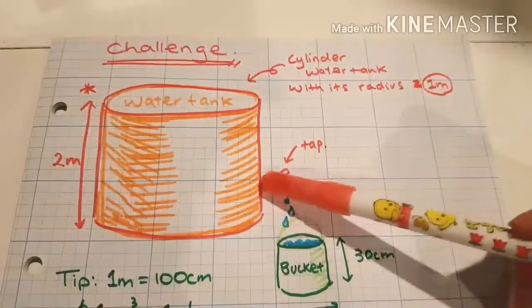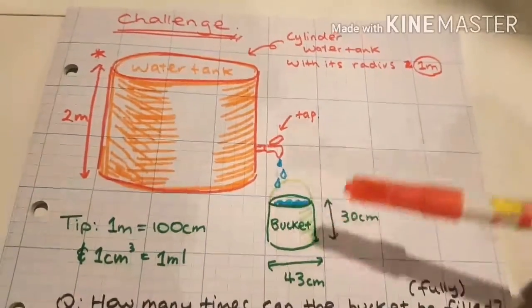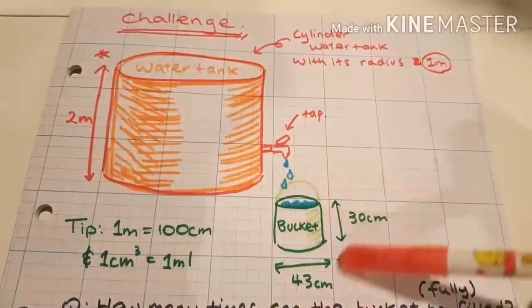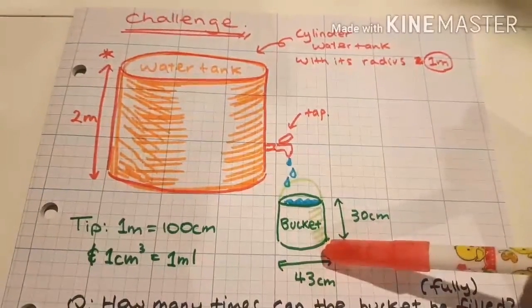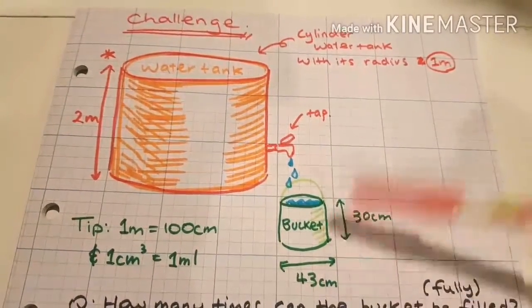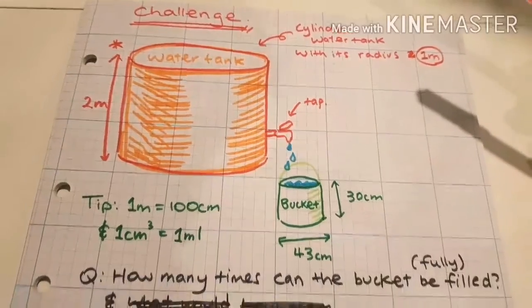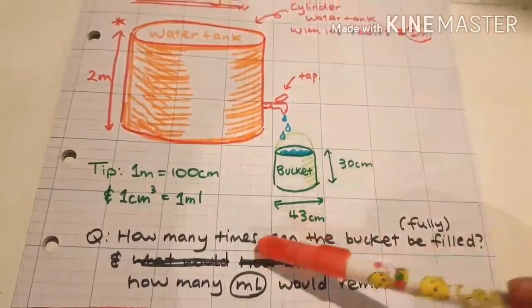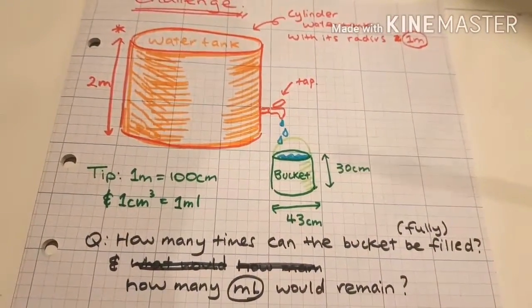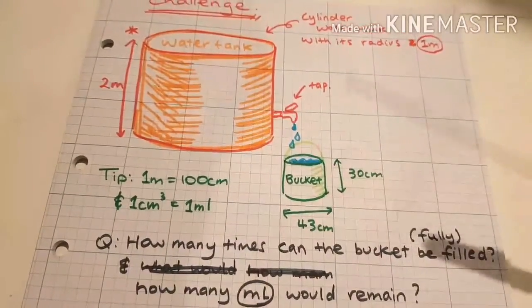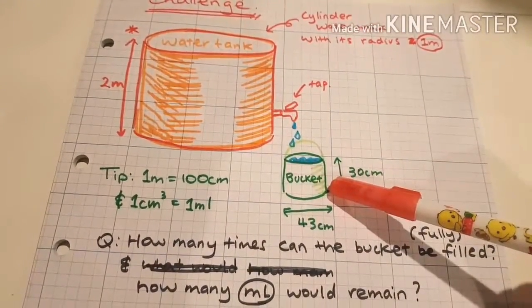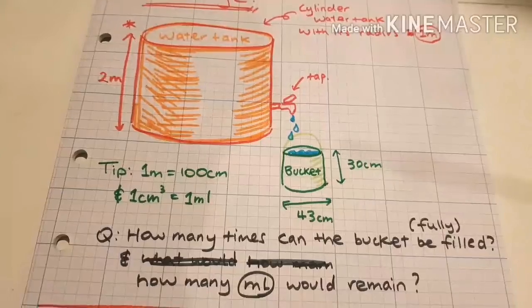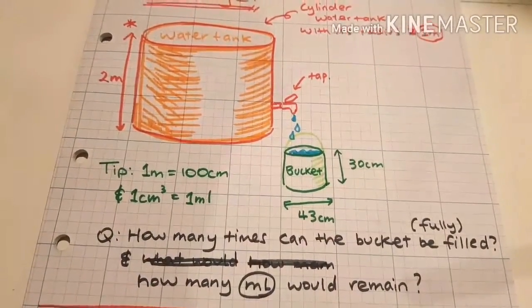And there's a tap, a dripping tap. So you're trying to fill up the buckets, which are 43 centimeters in width and 30 in height. Okay, what is the question? How many times can the big bucket be filled, fully filled? Okay, and how many milliliters or liters would remain?